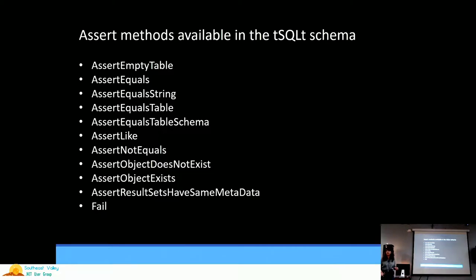Assert result sets have same metadata. Perhaps you need to compare result sets and not tables. This is how you do it. In this case, it just looks at the metadata, not the contents. And there's also fail. If you need to immediately make your unit test fail, well, you call fail. That's what it's for.